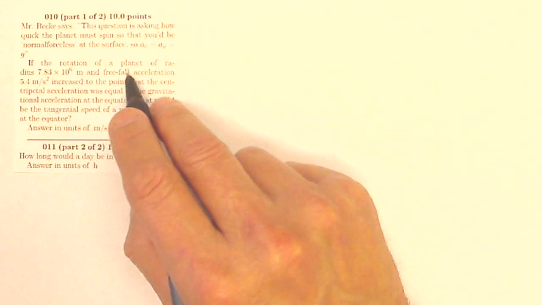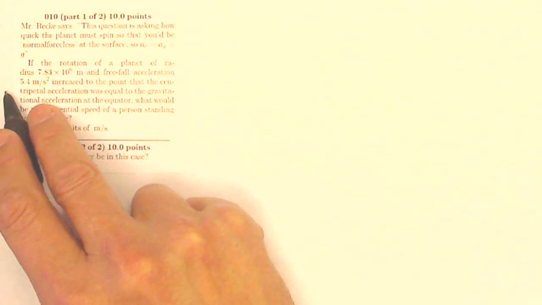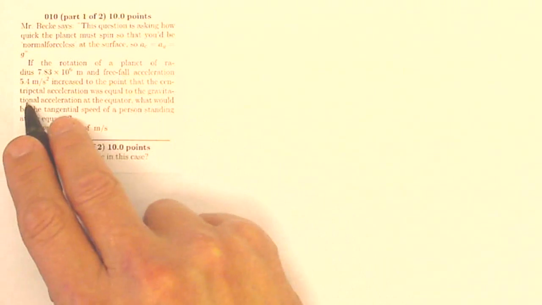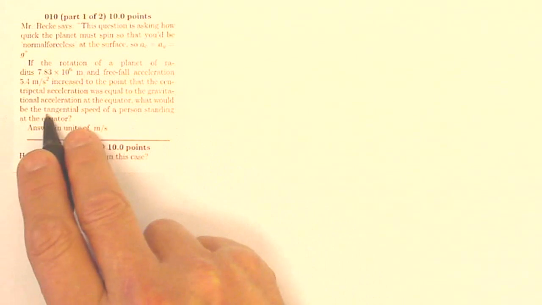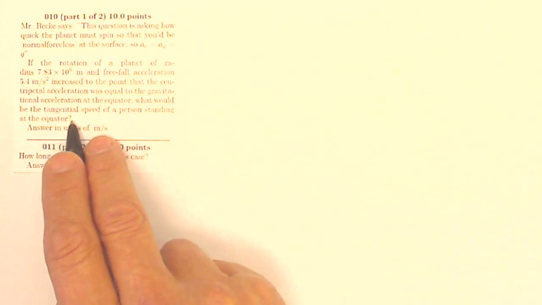This says if the rotation of a planet of radius 7.83 times 10 to the 6th meters and free fall acceleration 5.4 meters per second squared increased to the point that the centripetal acceleration was equal to the gravitational acceleration at the equator, what would be the tangential speed of a person standing at the equator?